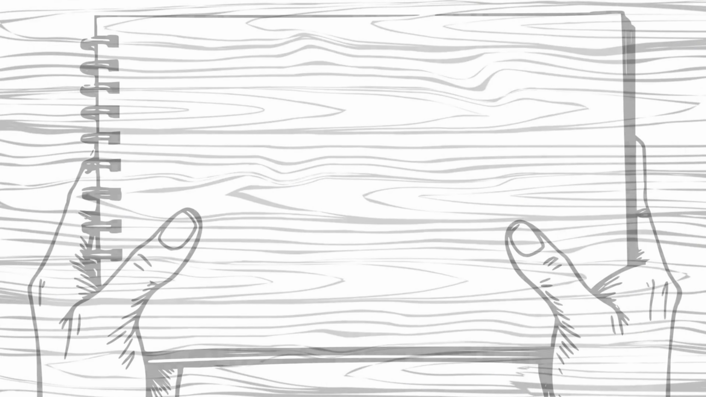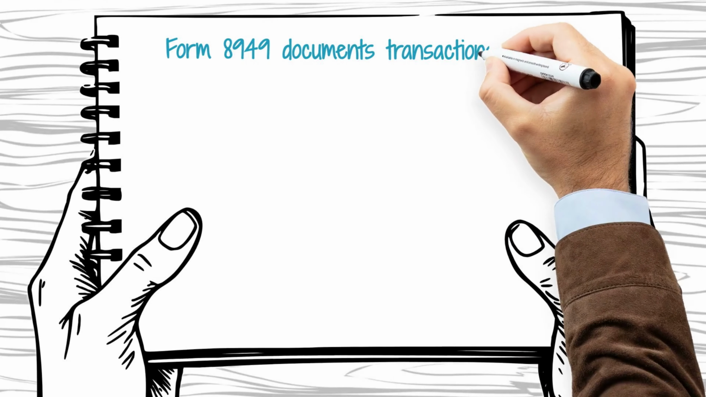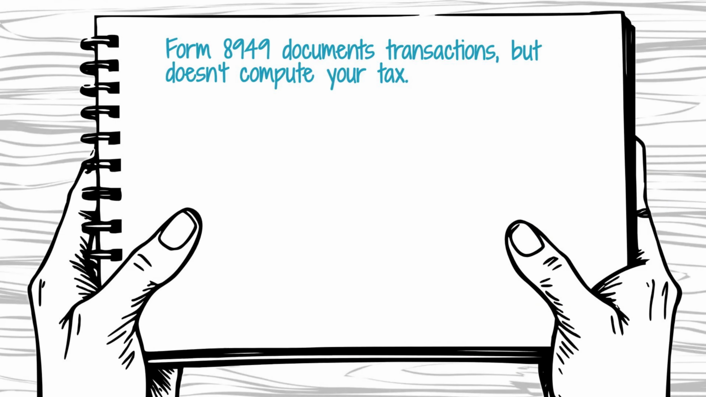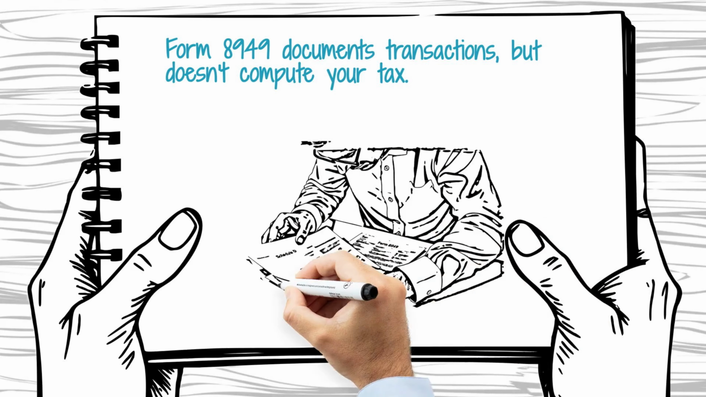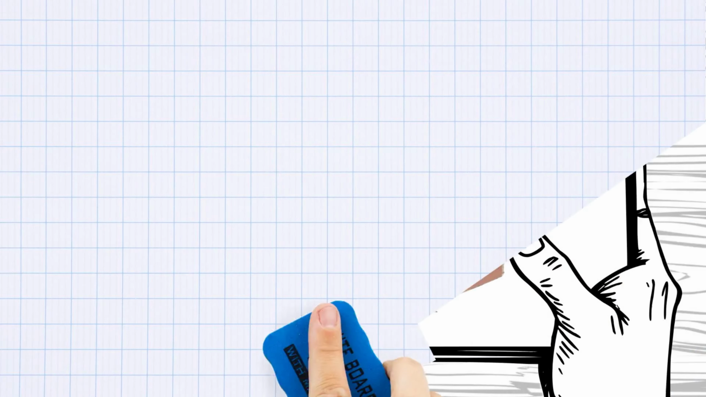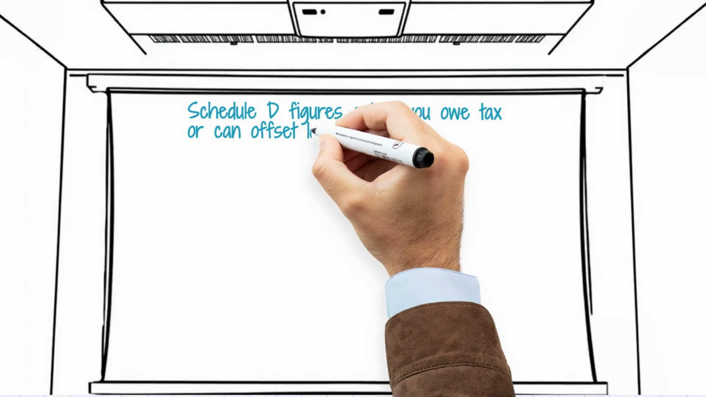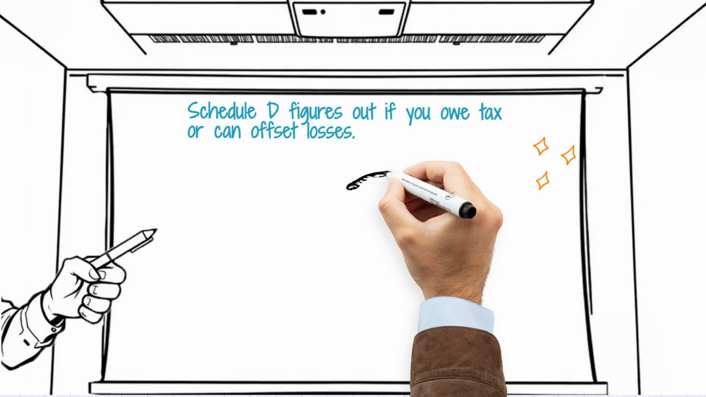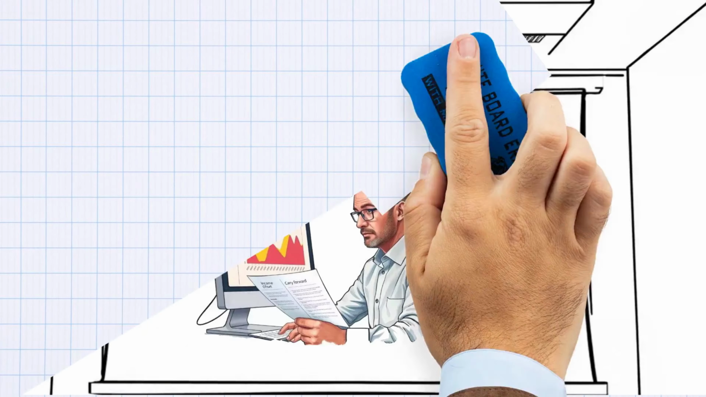What Form 8949 does not do is calculate your tax. Its job is documentation. Once all transactions are listed and totaled, those totals move over to Schedule D. Schedule D takes the combined short-term and long-term results and figures out the net outcome. If gains outweigh losses, you may owe tax. If losses outweigh gains, some of that loss may offset other income, with the rest carried forward to future years.